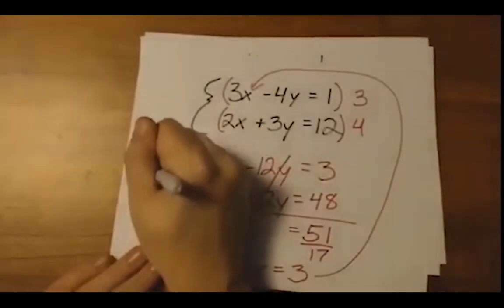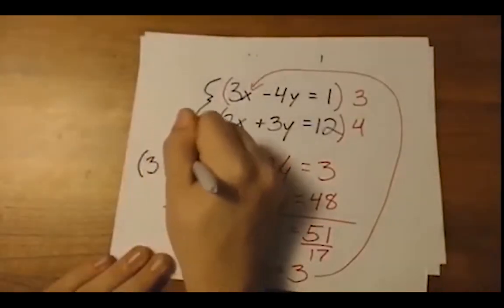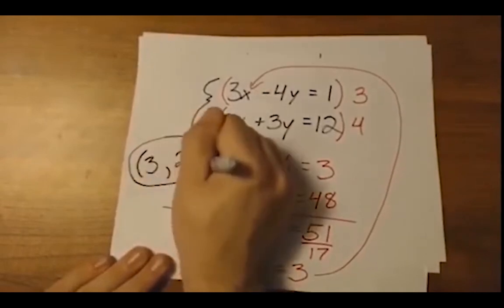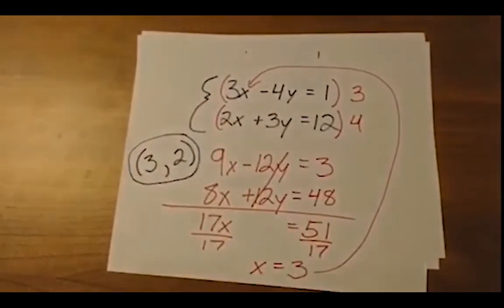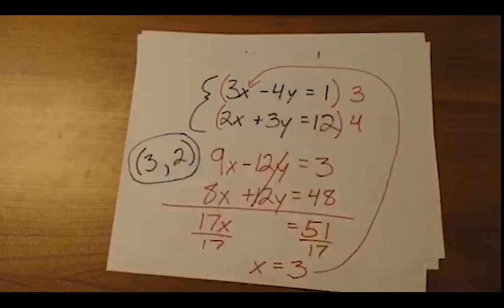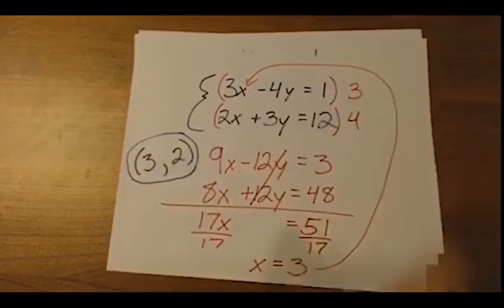Pair that with your x equals 3. Our answer is 3, 2. You could always check, put the x and y into both original equations. As long as both equations check out, you know you're right.